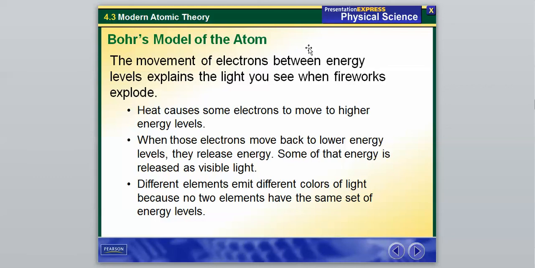The movement of electrons between energy levels explains the light you see when fireworks explode. So this ties back into why we need to know about these energy levels, because there's a lot of real-world applications here. It says heat causes some electrons to move to higher energy levels. When those electrons move back to the lower energy levels, they release energy, and some of that energy is released as visible light. And different elements emit different colors of light because no two elements have the same set of energy levels.